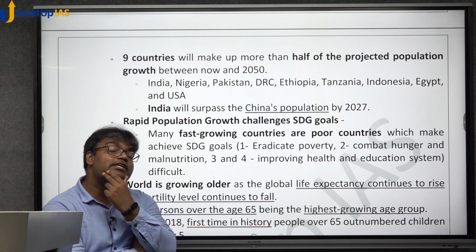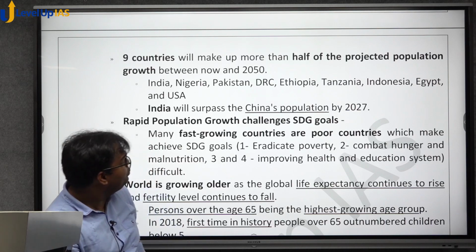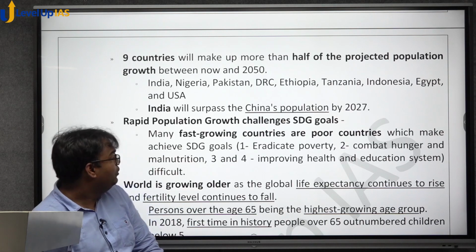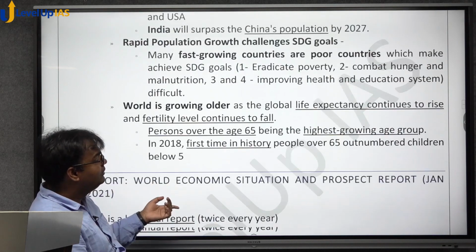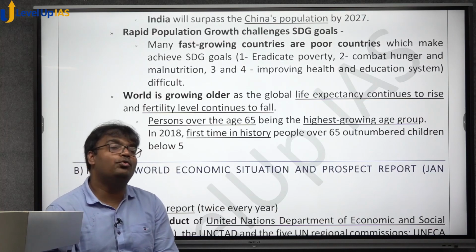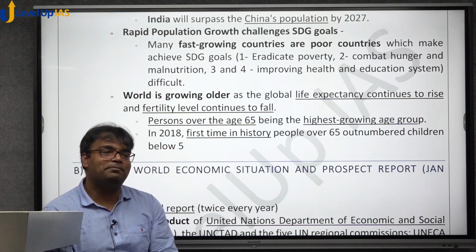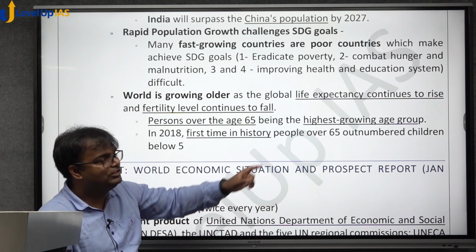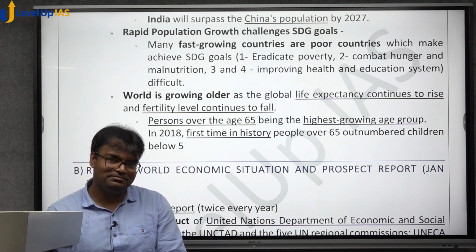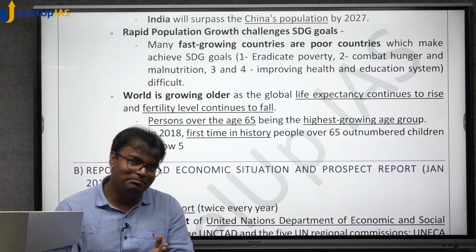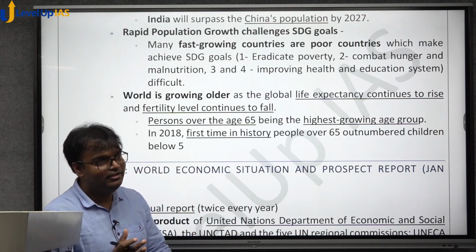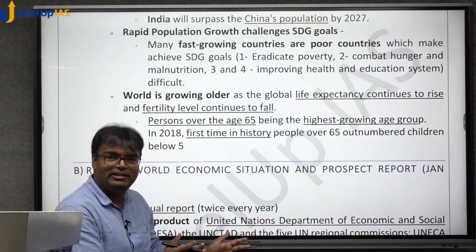Further, the report also says that by 2027 or 28, we will be surpassing China in terms of overall population. Then the report is also saying that the world is growing older. For the first time in the history of Earth, number of people above 65 outnumber number of people below 5. 65 साल से ज्यादा एज वाले लोग ज्यादा हैं when compared to 5 साल से कम वाले एज वाले लोग.